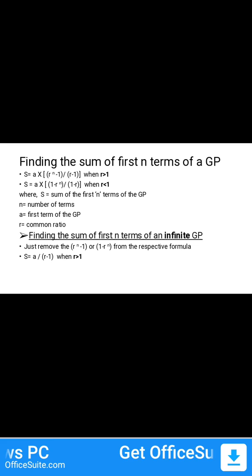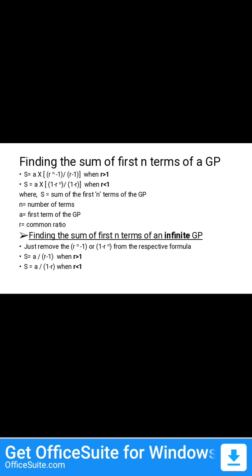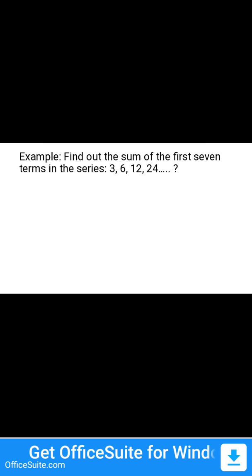And when r is less than 1 and it is an infinite GP, extending till infinity, the sum would be a divided by 1 minus r. Is this okay? Do you understand how to remember this formula? Yes. Now let us move ahead and do some questions so that we can have a better grasp of these concepts.